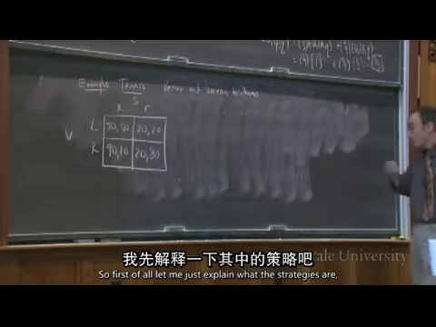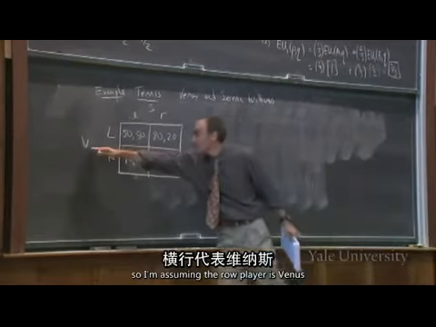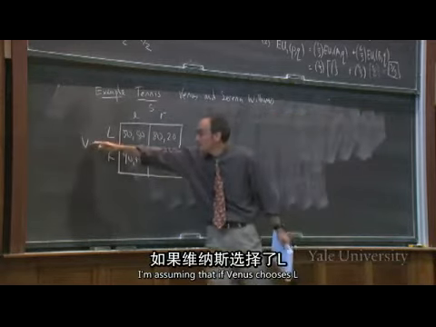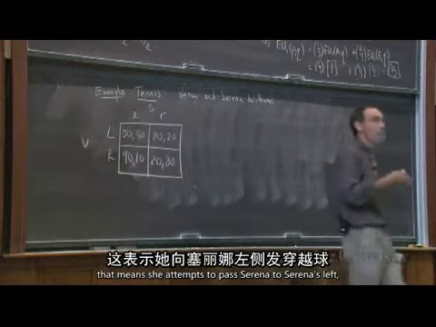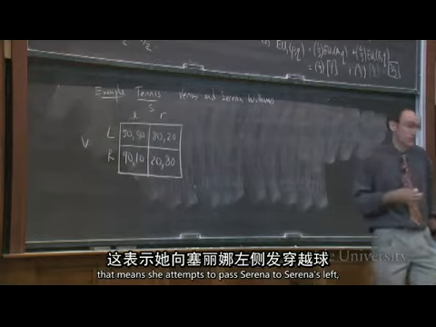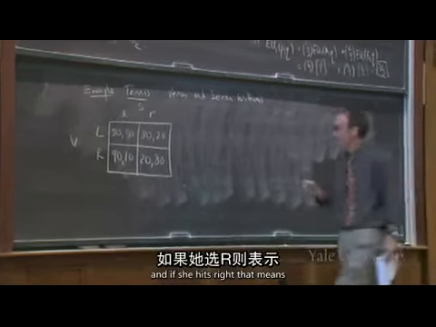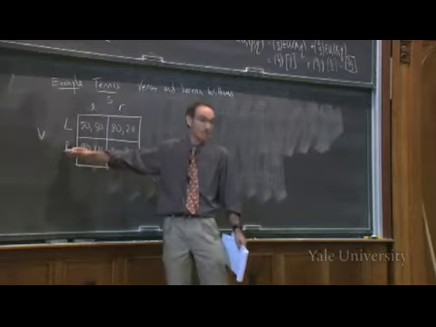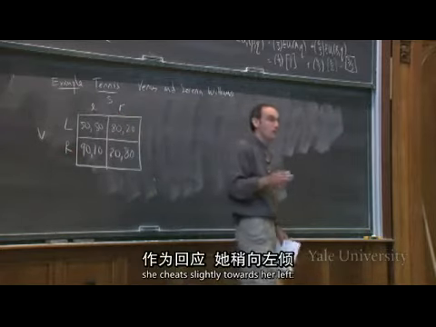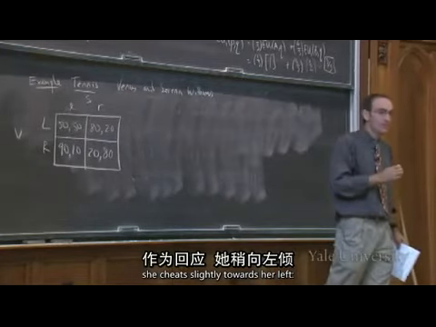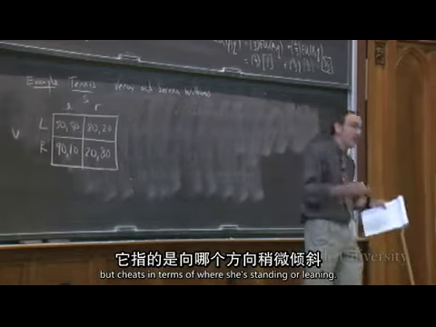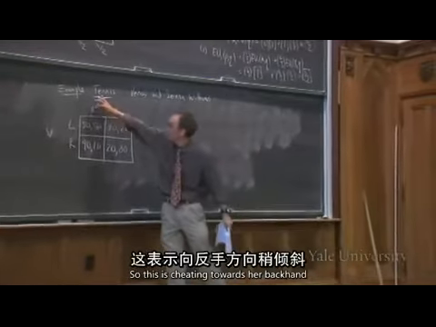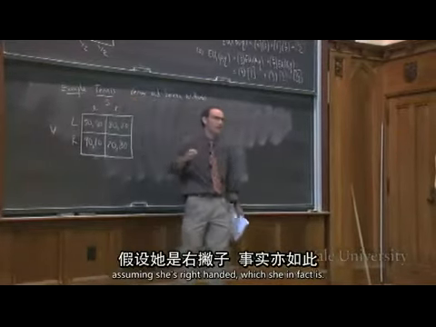First of all, let me just explain what the strategies are. I'm assuming the row player is Venus and the column player is Serena. If Venus chooses L, that means she attempts to pass Serena to Serena's left. We'll orient things from Serena's point of view. And if she hits right, that means she's attempting to pass Serena on Serena's right. And if Serena chooses L, that means she cheats slightly towards her left. Not cheats in the sense of breaking the rules, but cheats in terms of where she's standing or leaning. And if she chooses right, that means she cheats slightly towards her right. So this is cheating towards her backhand, and this is cheating towards her forehand, assuming she's right-handed, which she in fact is.